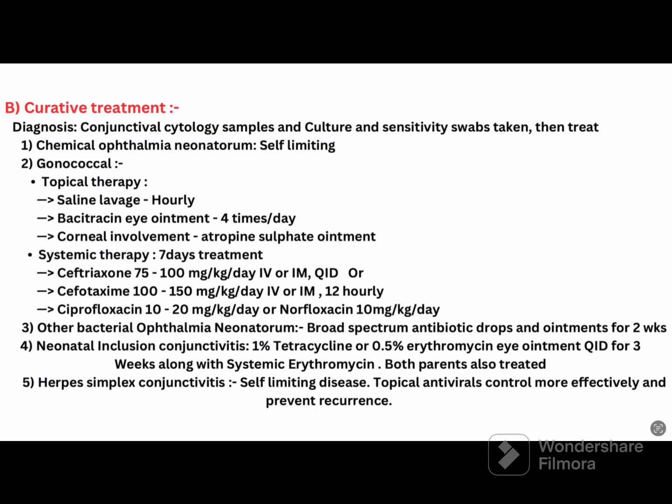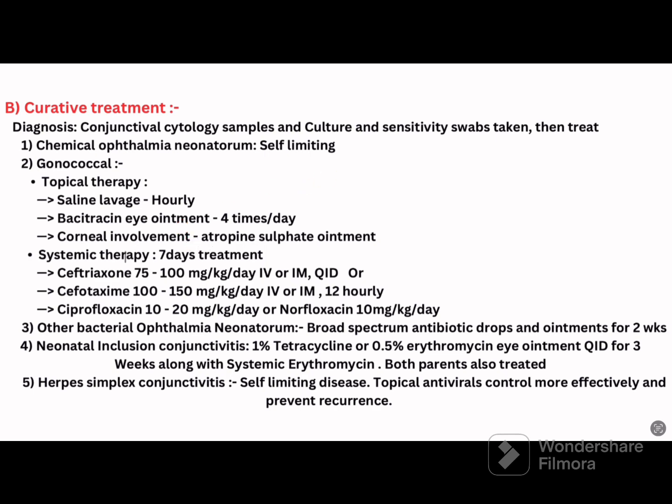How about the gonococcal ophthalmia neonatorum? It needs a very prompt treatment. So you can either treat it by topical therapy or by systemic therapy. Topical therapy, you will immediately give a saline lavage hourly till the discharge is eliminated. Then bacitracin ointment is given 4 times a day. Because of resistant strains, topical penicillin therapy is not reliable. Now, if cornea is involved, then atropine sulfate ointment should be given.